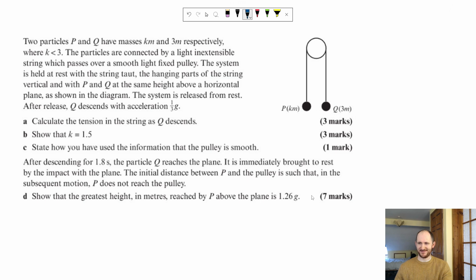Hello there. Check this out. 7, 10, 13, 14 marks.